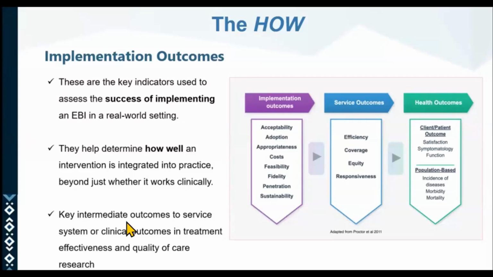We actually have three categories of implementation outcomes. We have implementation outcomes, which are based directly on your implementation science or your implementation research. You have the service outcomes, which are based on the services that are being provided to the end users. And then you have the health outcomes, which are based on the end user satisfaction.